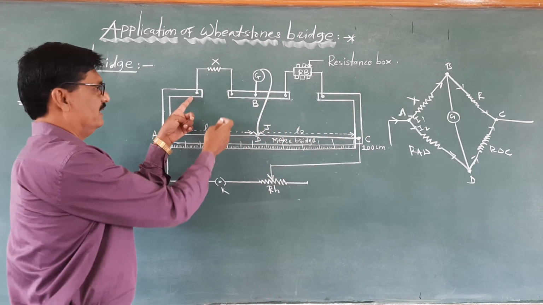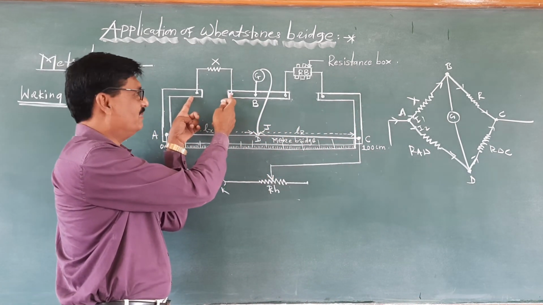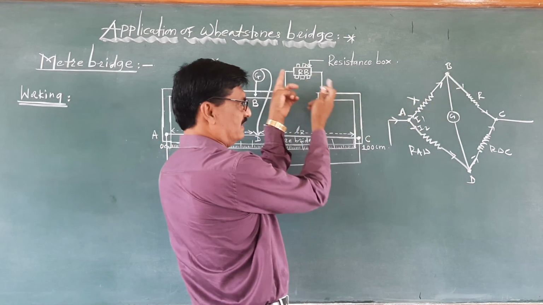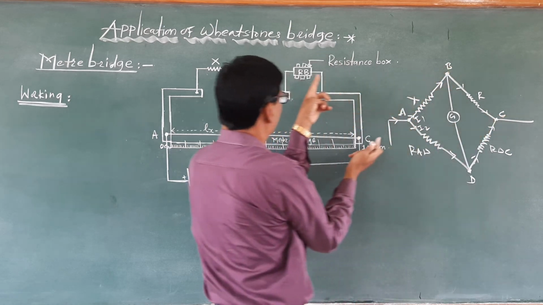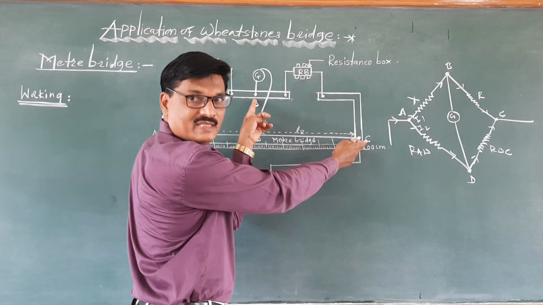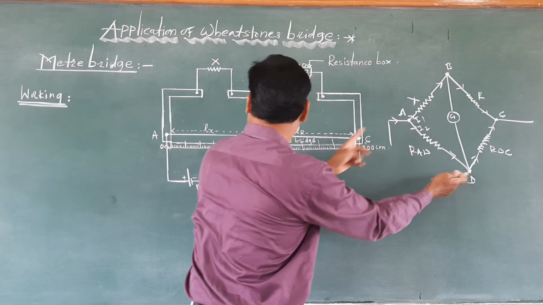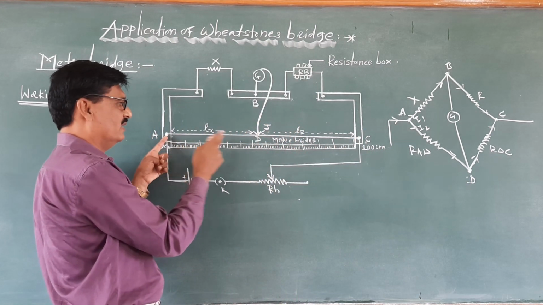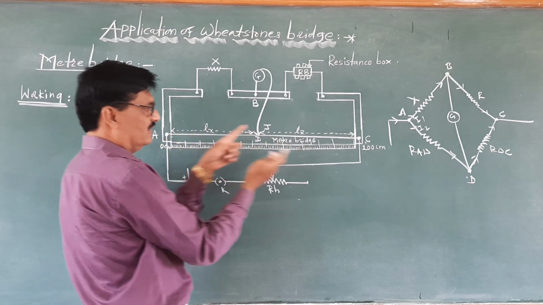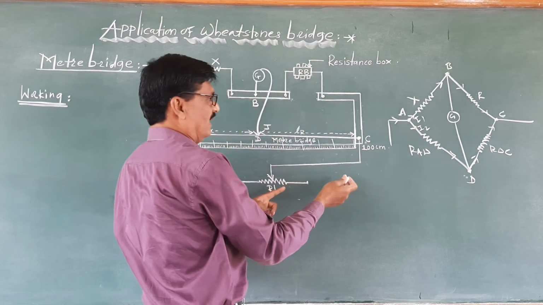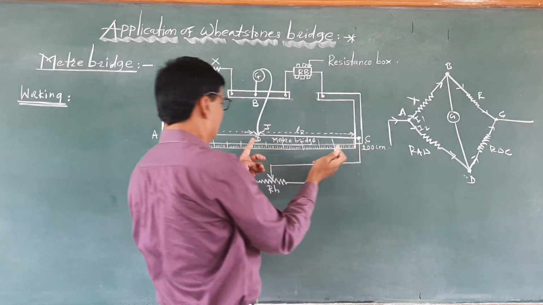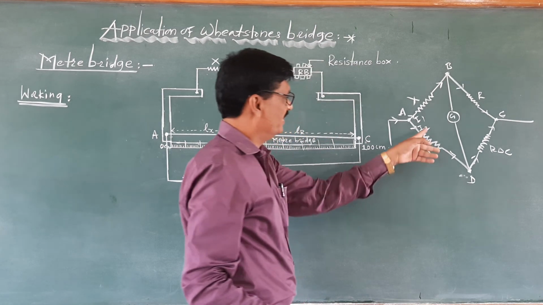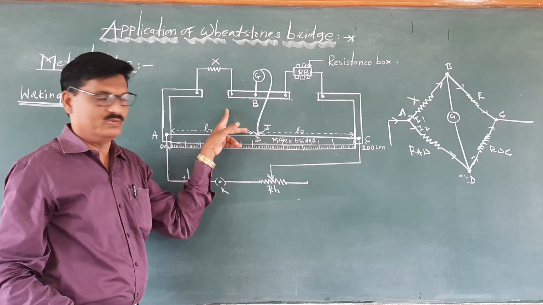In the same way, the X resistance is here in the meter bridge apparatus. I connect the X resistance in this Wheatstone bridge. The R resistance is connected across points B and C, and then RAD is connected across points A and D. RAD is the resistance from point A to D, and this is RDC, the resistance from D to C. Therefore, the Wheatstone bridge and the meter bridge are nearly the same.